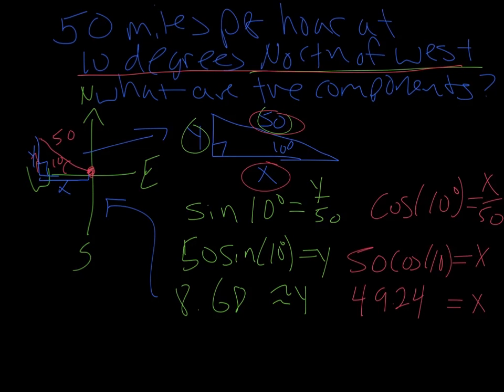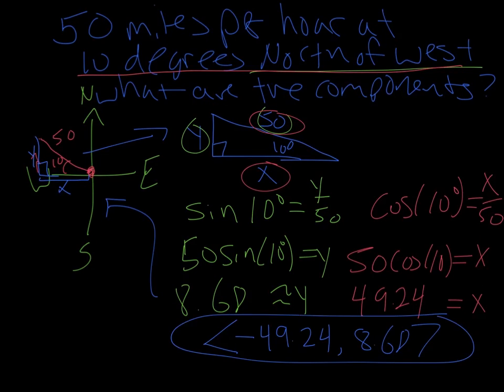So if I was to write this in component form, I'd need my weird bracket. The x is negative, so this would be negative 49.24. The distance is still going 49.24. The negative just indicates it's going to the left, not to the right. And then, since the y is going up, we just keep that one as is. It's positive 8.68. And then I have something in component form, not standard form.